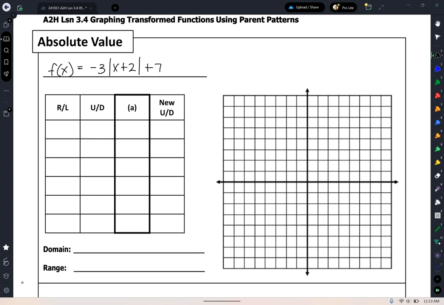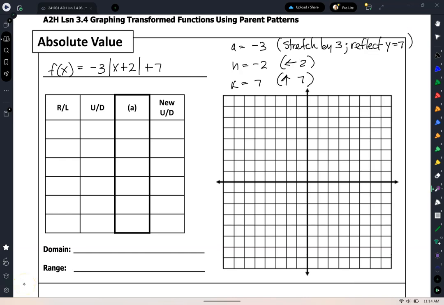And I'll give you some steps along the way. We'll do this one with steps, and then the last one you'll do all on your own. All right, so start with that, and then I'm going to do the A, H, and K first. Okay, take a look at the A, H, and K. There's a little something I added in there. So it is stretched by 3, but it is also reflected down.